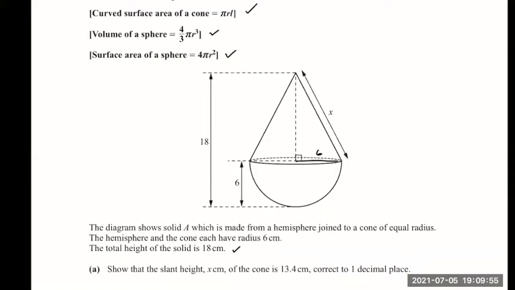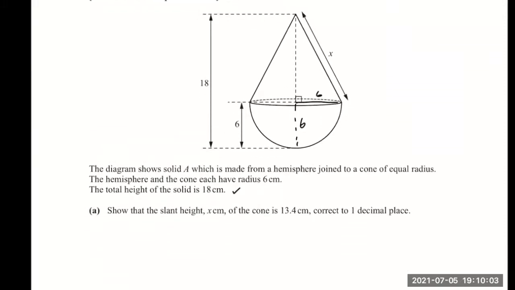So if this is 6, automatically the radius here is also 6. They've already told you that. Even if they hadn't told you, you would know that this has to be 6. Show that the slant height of the cone is this.